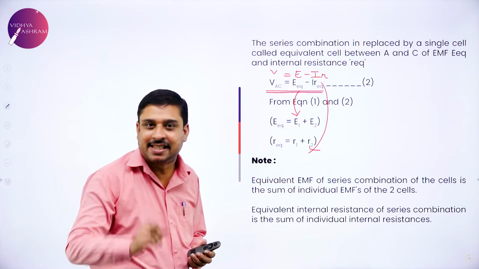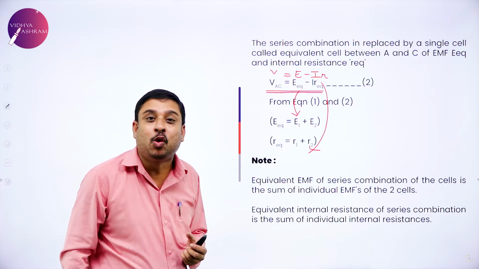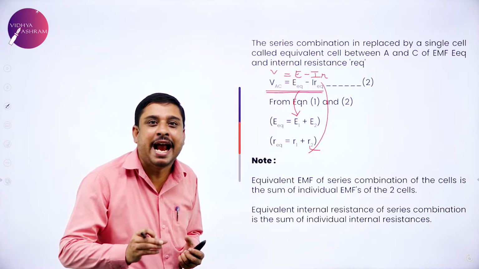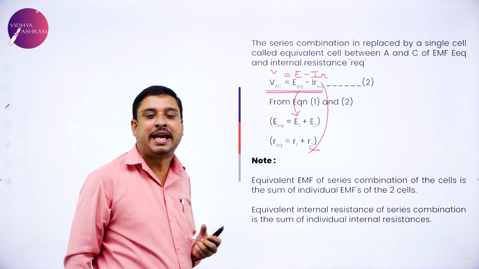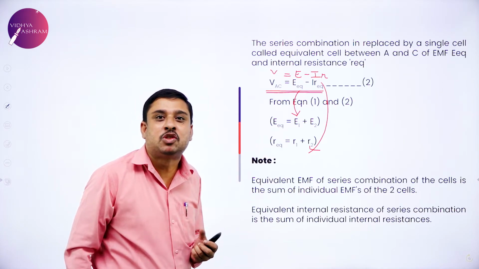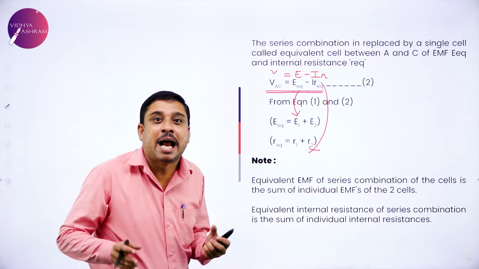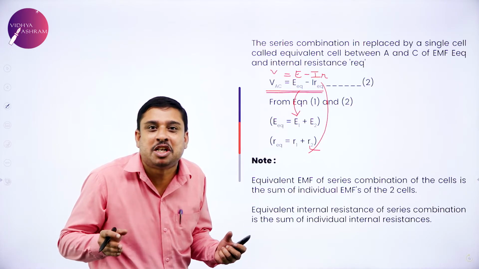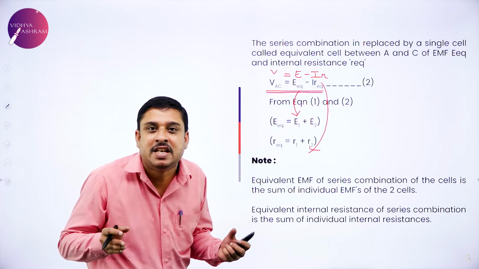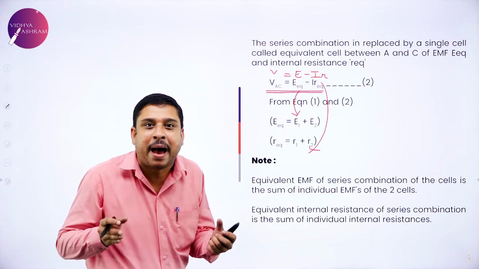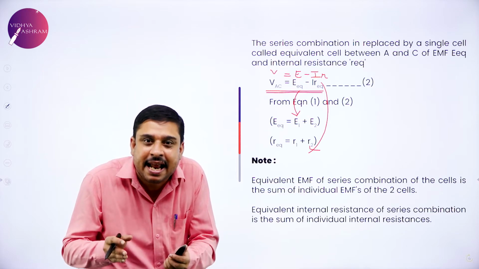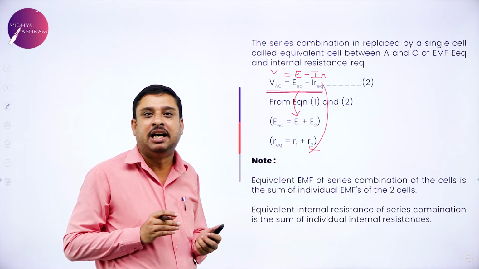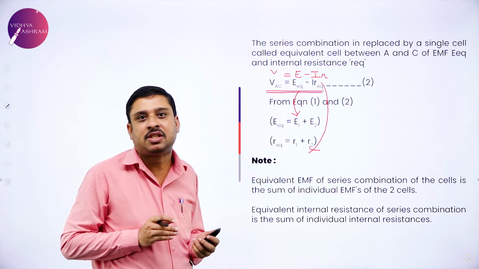My dear students, understand grouping of cells. Putting small entities of cells together is what is called a battery. A number of cells collected together is called a storage device, which is a battery. A battery is a single entity. A group of cells put together is what is called a battery.